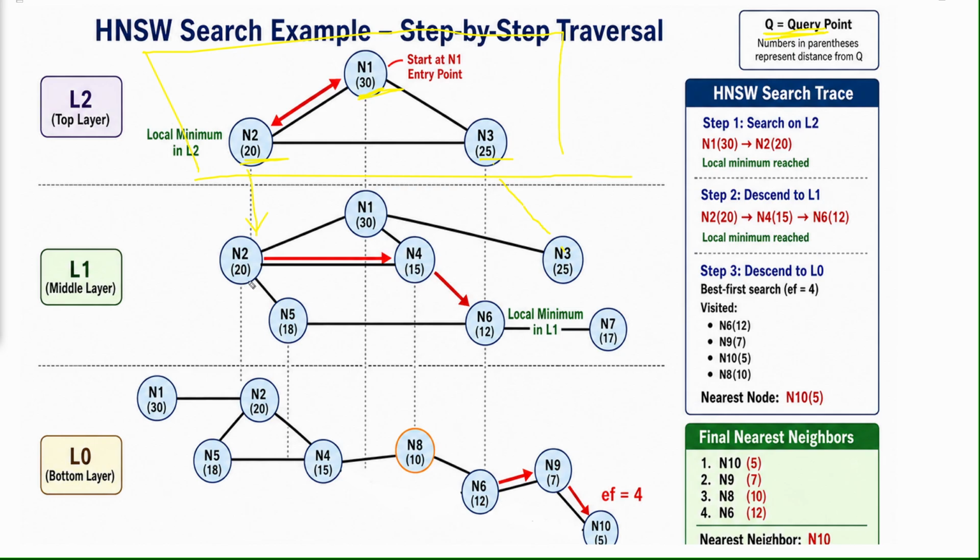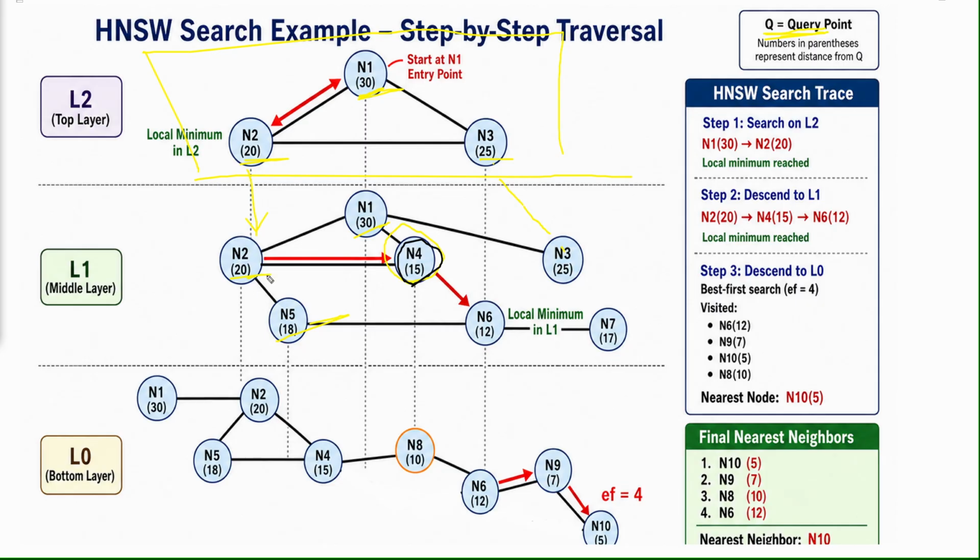Here also we will do the same thing. So we will start from here and check the neighbors. What are the neighbors? This and this and this. These three are the neighbors. Out of these three, 15 is the minimum, right? So 15 is the minimum, so it will come here.